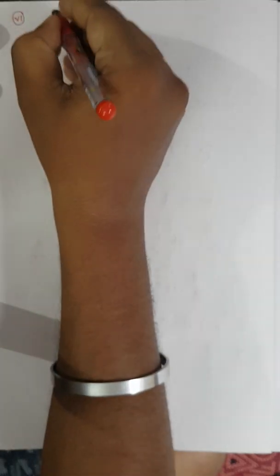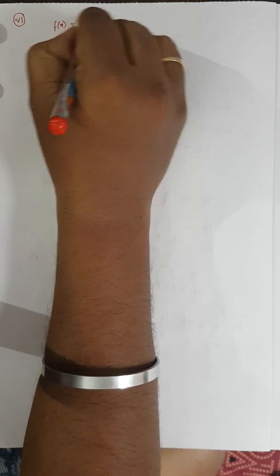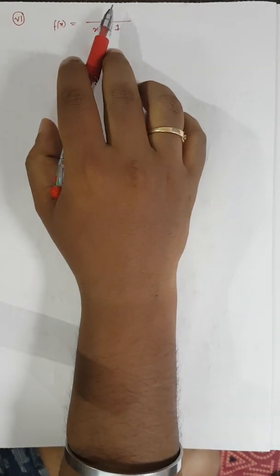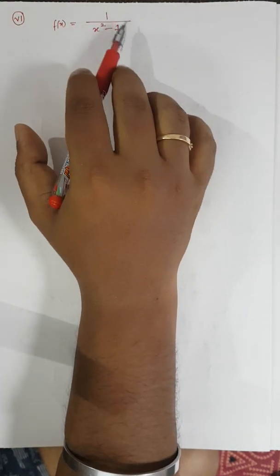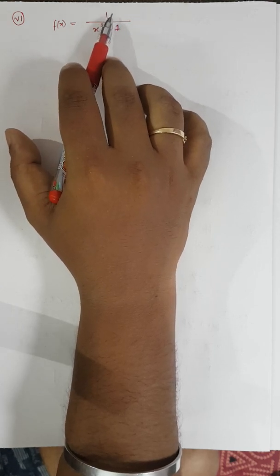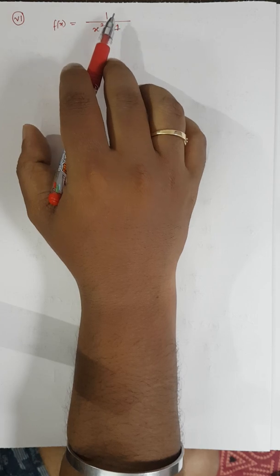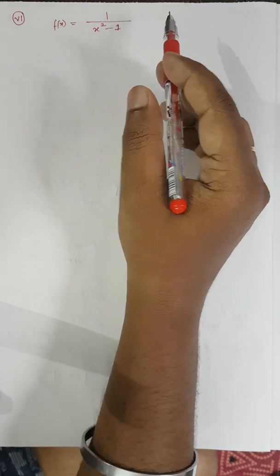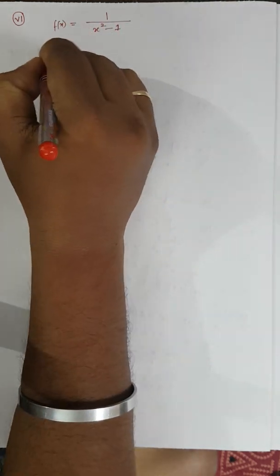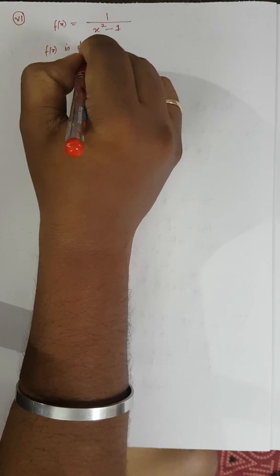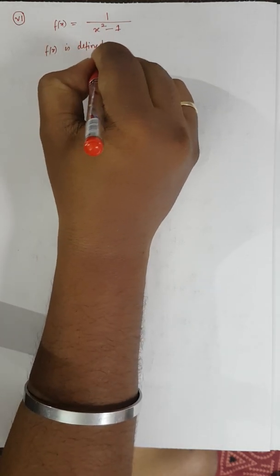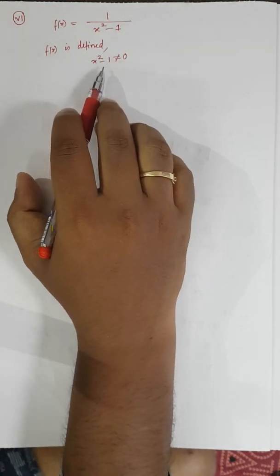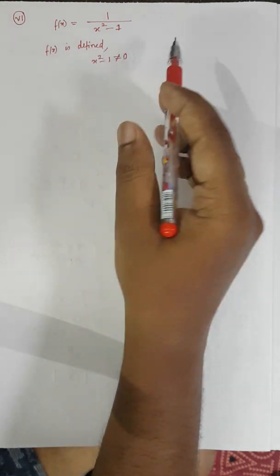Now number 6, f of x is equal to 1 by x square minus 1. This is also a rational function. 1 is a polynomial function and x square minus 1 is a polynomial function, both are polynomial functions. So it's a rational function. So clearly we know that f of x is defined when x square minus 1 is not equal to 0, because if it is equal to 0 then the function will be undefined. So x square minus 1 not equal to 0.